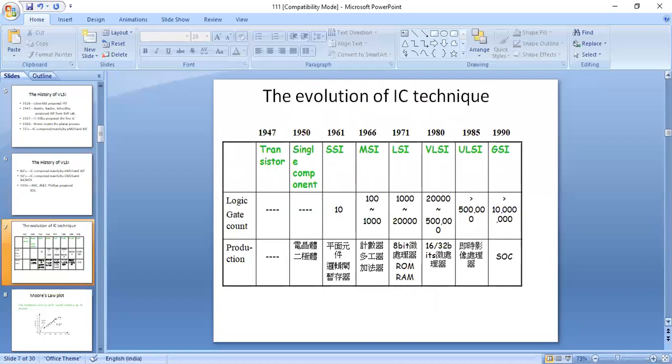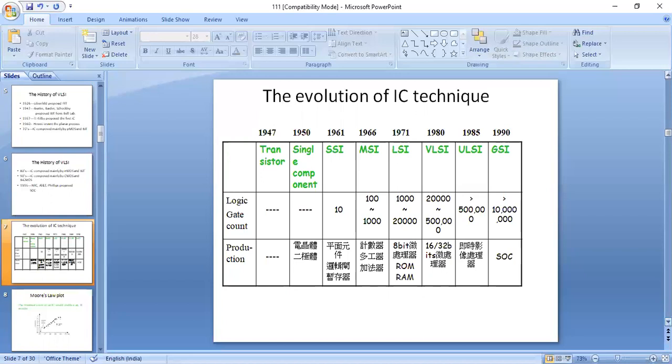Depending on the complexity of the IC, small scale integration was started first. This is the basic integrated circuit we formed in the year 1961. Small scale integration, SSI, means what? We are able to accommodate only 10 transistors within a single chip.